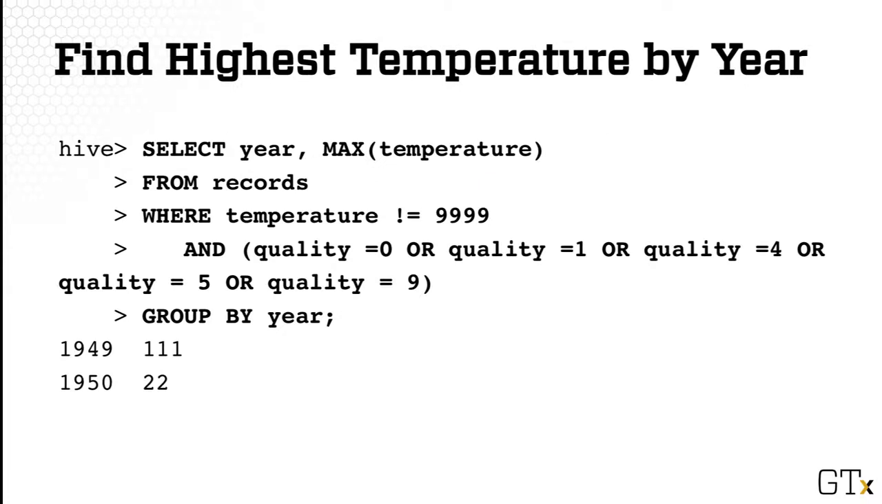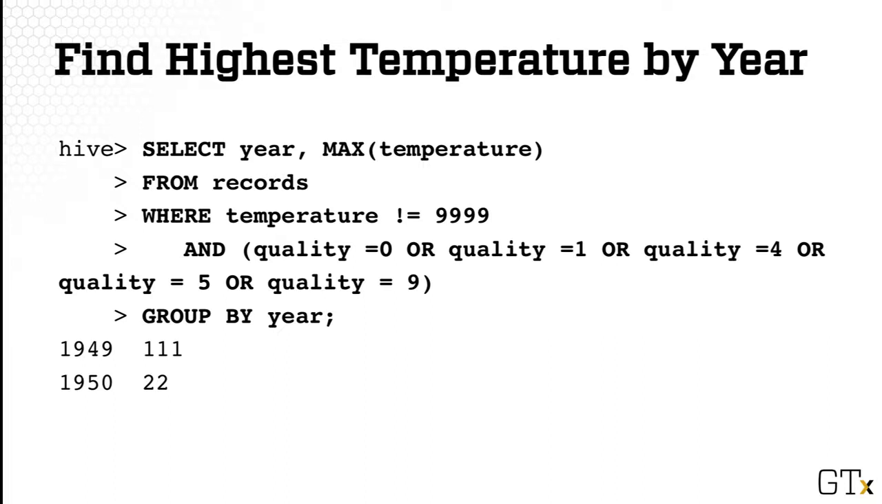This is exactly the same example that you saw in Pig, finding the highest temperature by year. If you look at the syntax here, it's very similar, I would even say identical, to what you would write in SQL. You say select year, the maximum temperature from your records table, with some filtering on the temperature, grouping by year, so then you get the maximum temperature for every year. So you get 1949, 111, 1950, 22 as a result. And actually that's it. That's how you use Hive. Once you have the data loaded, everything is pretty simple.